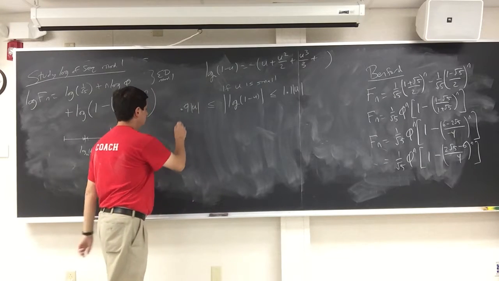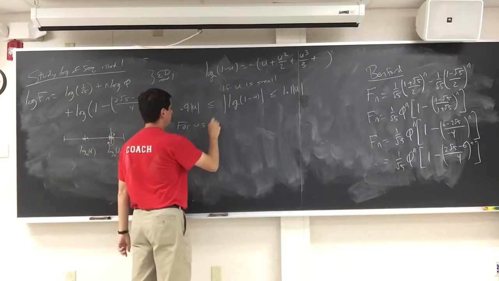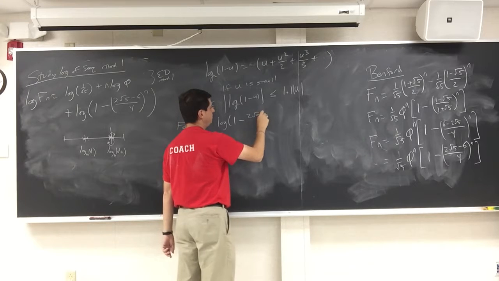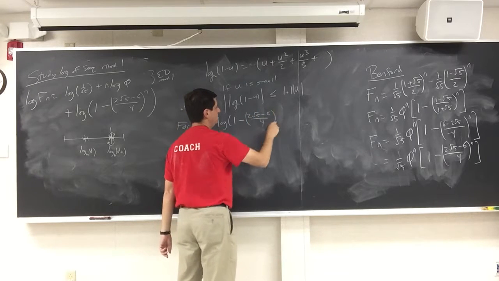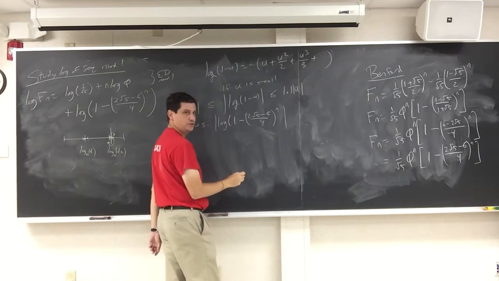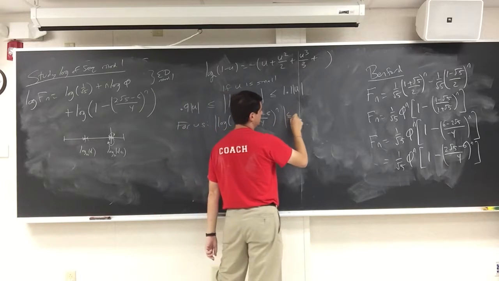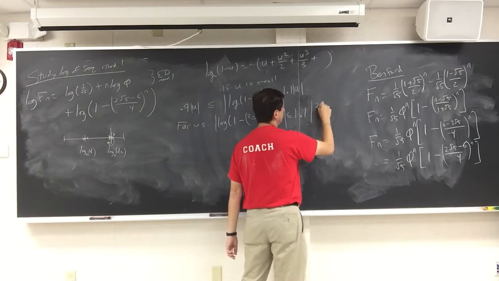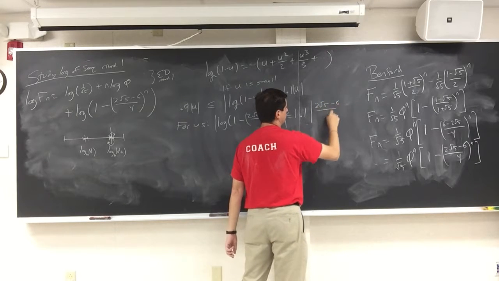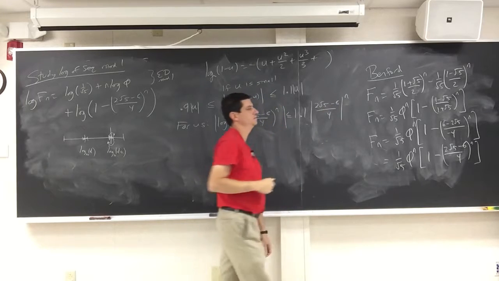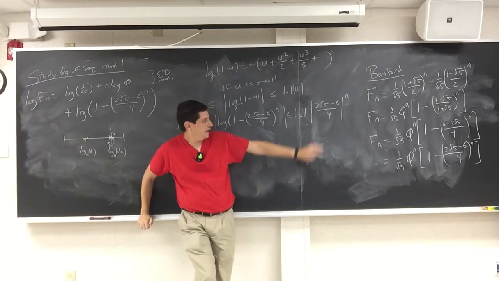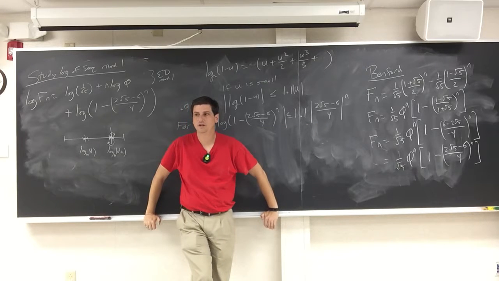So for us, the log of 1 minus (2 root 5 minus 6) over 4 to the n in absolute value will be less than or equal to 1.1 times the absolute value of (2 root 5 minus 6) over 4 to the n. And this is going to 0 exponentially fast.